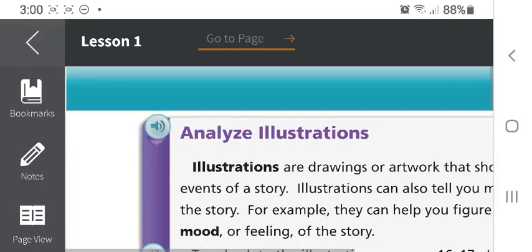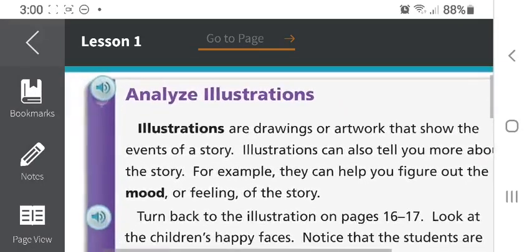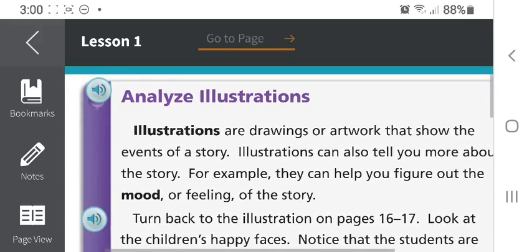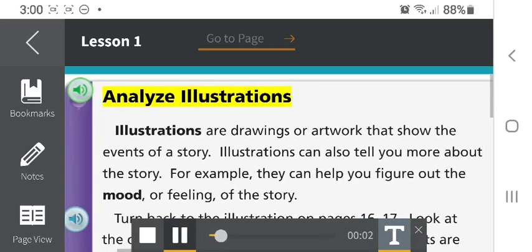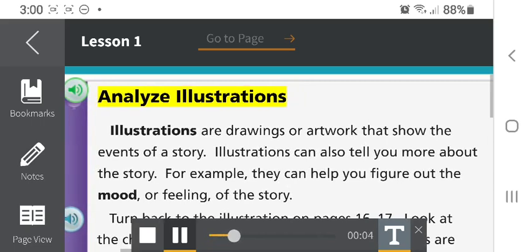Now, analyze illustrations, or how we analyze pictures. Illustrations are drawings or artwork that show the events of a story. Illustrations can also tell you more about the story. For example, they can help you figure out the mood or feeling of the story.